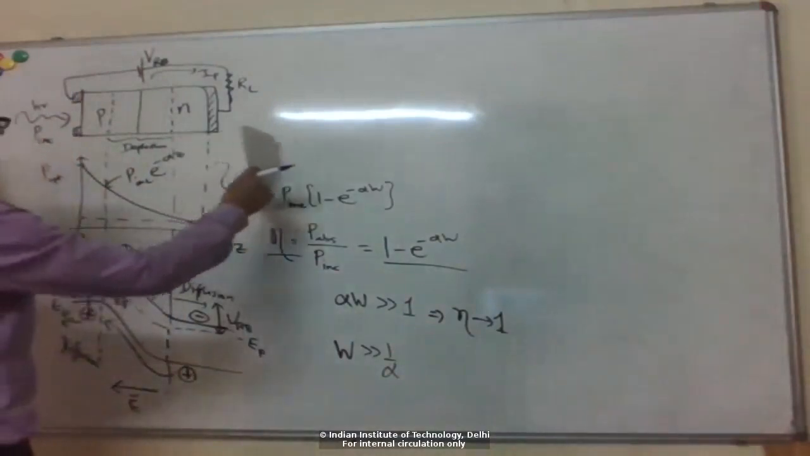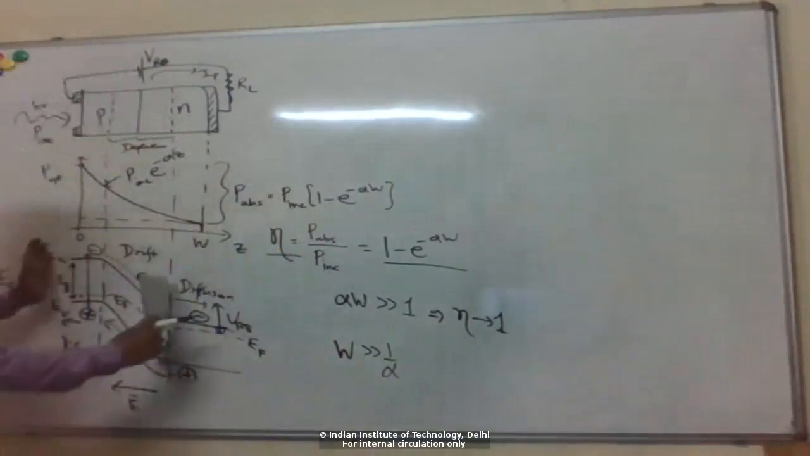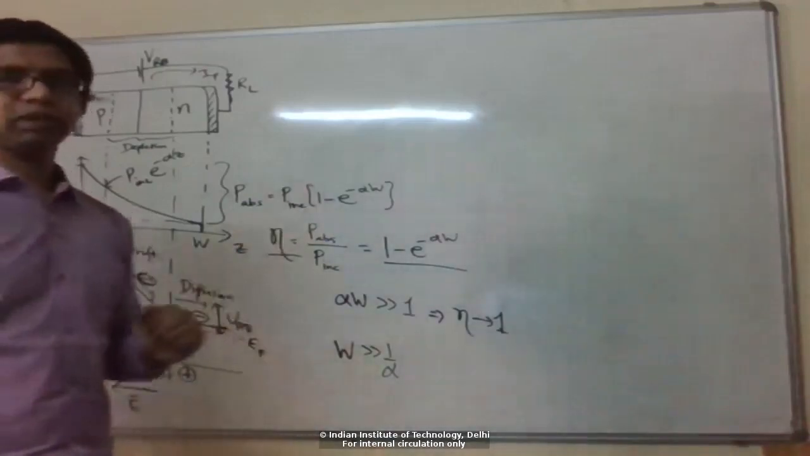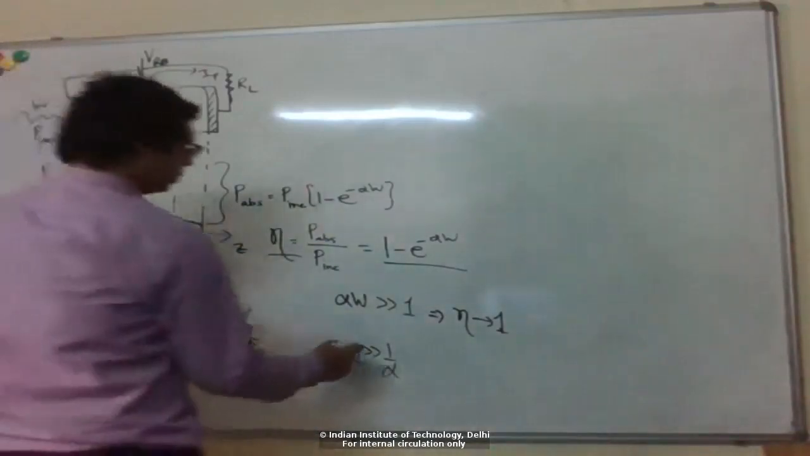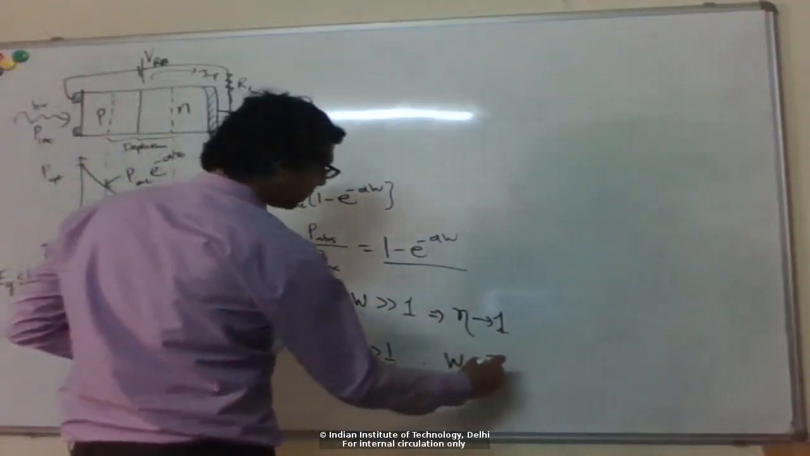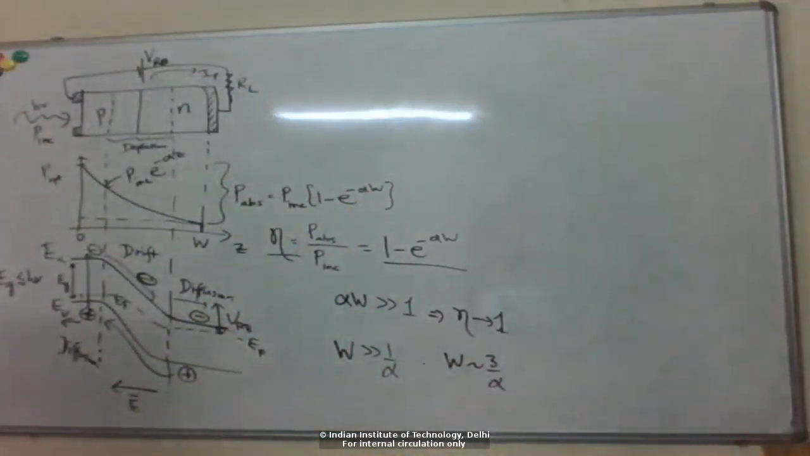Now if I keep increasing the width of my device to increase my quantum efficiency, you can see that the region over which the carriers have to diffuse will keep increasing, slowing down the response time. So typically W is kept at an optimum value like 3 times 1 over alpha or something, so that the response time is also not too slow.